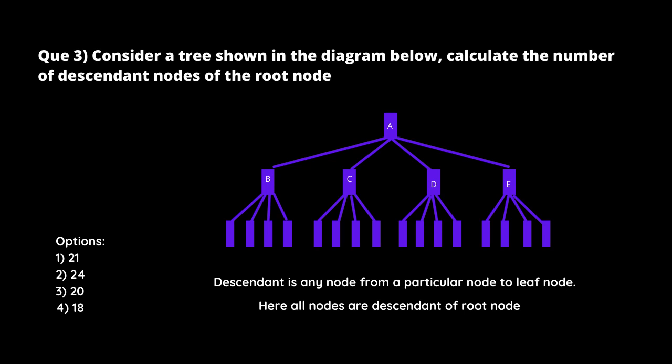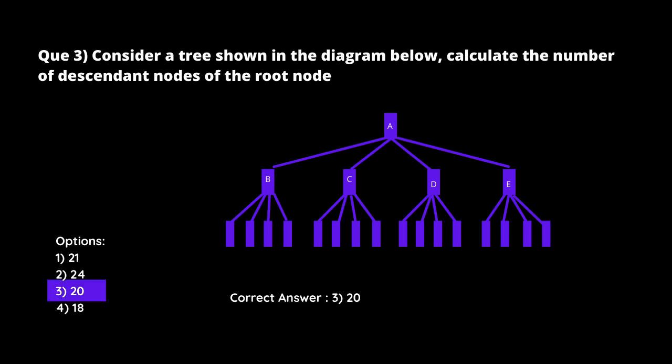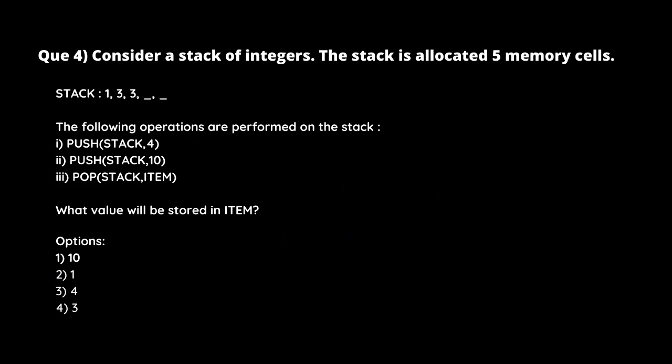So there are total 21 nodes in this tree, and if we subtract one root node from these 21 nodes, we will get the number of descendant nodes. So there are total 20 descendant nodes of this root node. So the answer is 20. Now let's move to the fourth question.